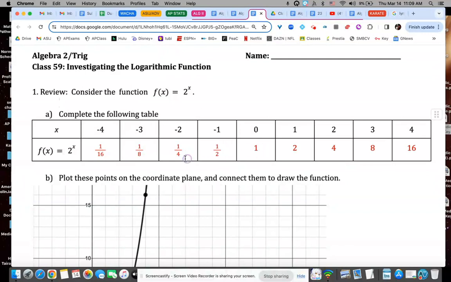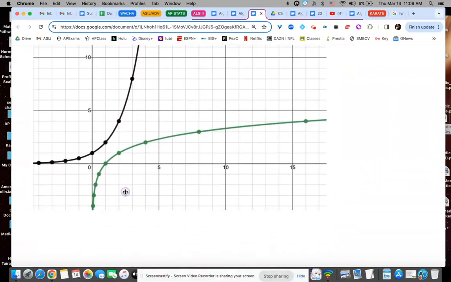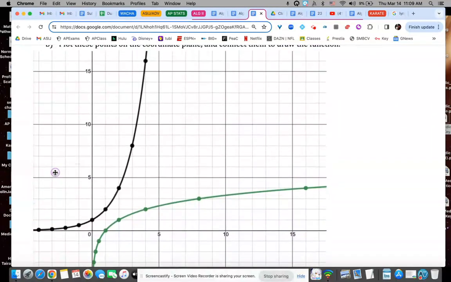1/4, 1/2. 2 to the 0 power is always 1. No matter what it is, to the 0 power is always 1. And then, of course, 2, 2 squared, 2 to the third and 2 to the fourth. So hopefully you can fill that chart in, no problem. Once you have that, you can graph the black equation that we have here. So 2 to the 0 is 1, 2 to the first is 2, 2 to the second is 4, 2 to the third is 8, etc. all the way to 16.